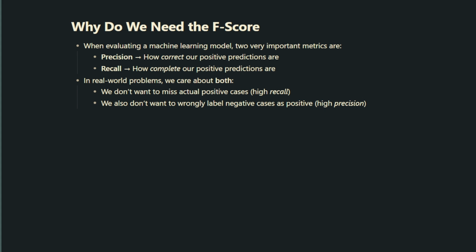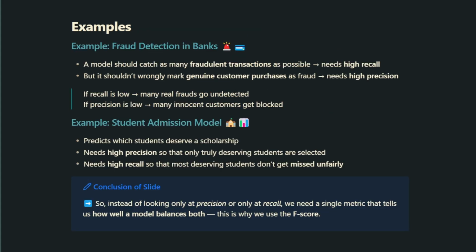Now let's understand this with a couple of real world examples. First, think about fraud detection in banks. A good model should be able to catch as many fraudulent transactions as possible, which means it needs high recall, but at the same time, it should not wrongly flag genuine customer purchases as fraud, because that would annoy innocent customers. For that, we also need high precision. If recall is too low, real frauds slip through the cracks, but if precision is too low, genuine customers get blocked, and that's equally bad.